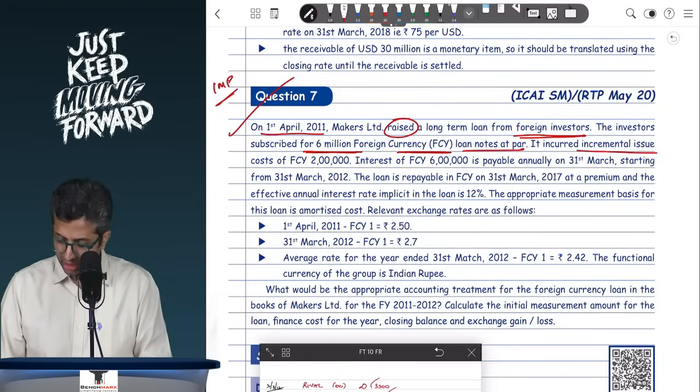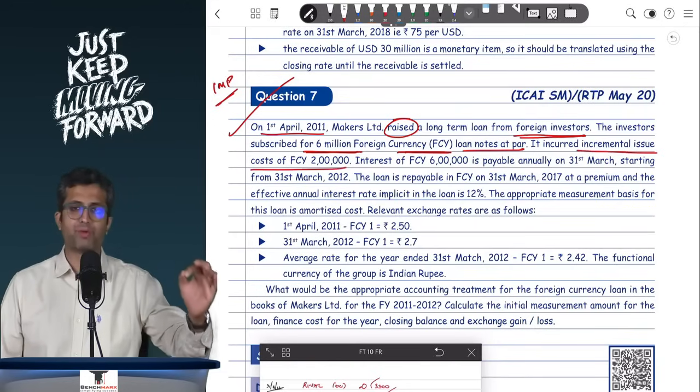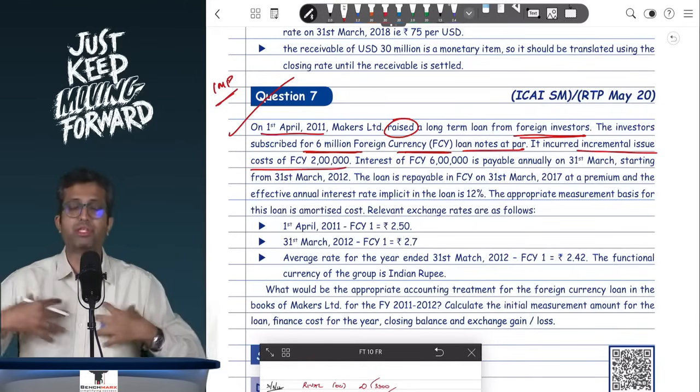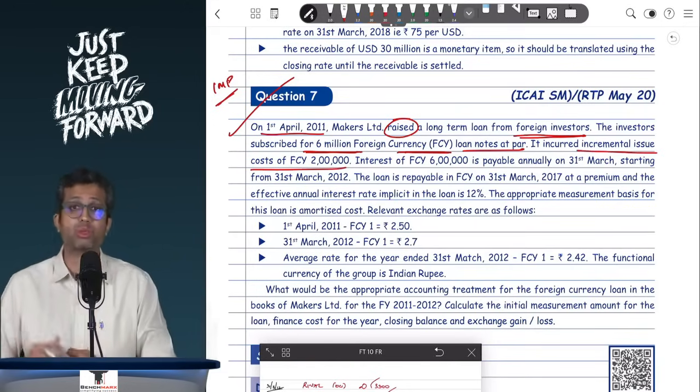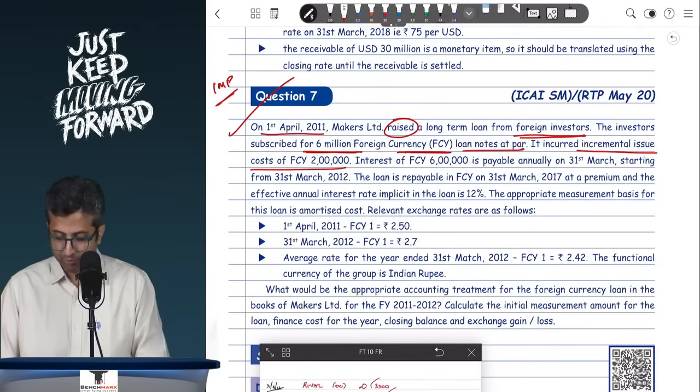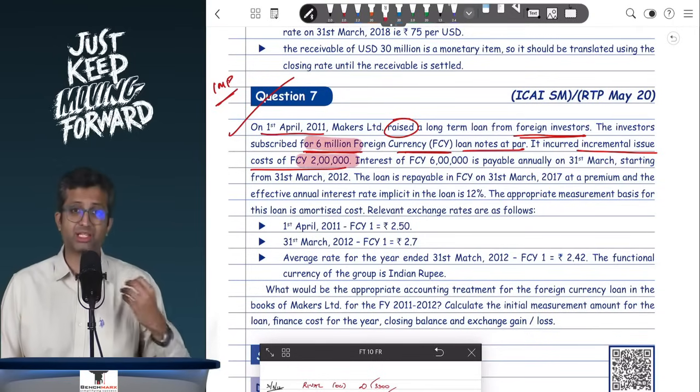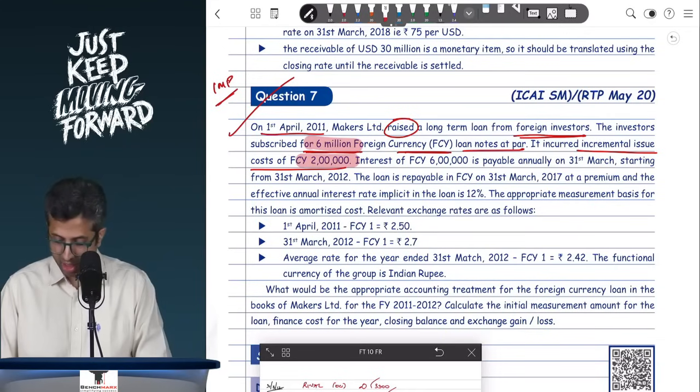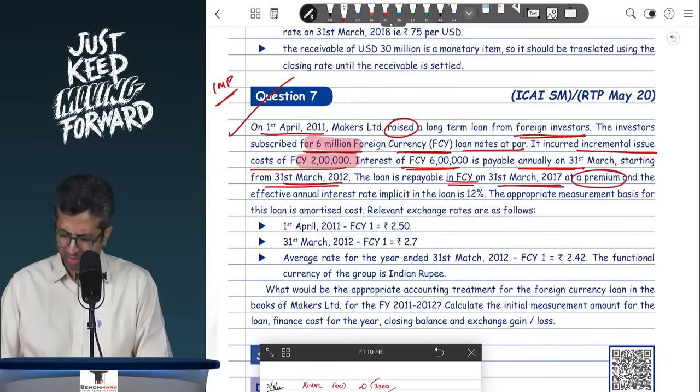It incurred incremental issue cost of 2 lakhs. For financial liabilities at amortized cost, issue expenses will be deducted, and hence 60 lakhs minus 2 lakhs, that is 58 lakhs, will be the value at initial recognition. Now the interest of 6 lakhs is payable annually on 31st March, starting 31st March 12, and the loan is repayable in foreign currency on 31st March 17 at a premium. They have not told you what premium. And the effective annual rate of this loan is 12%. The appropriate measurement basis for this loan is amortized cost.